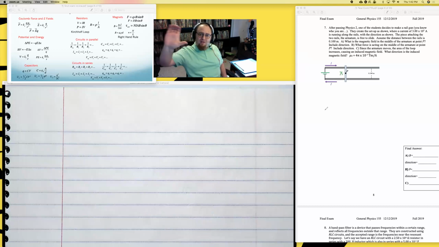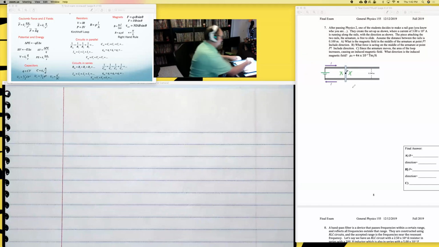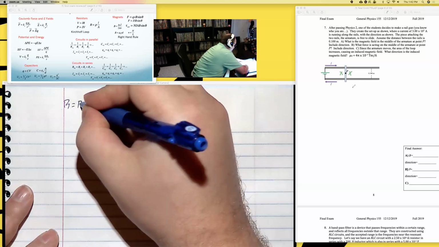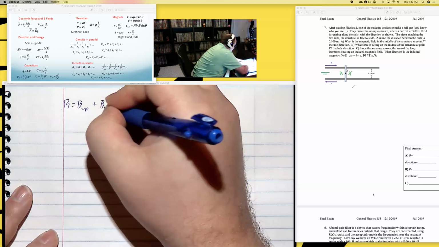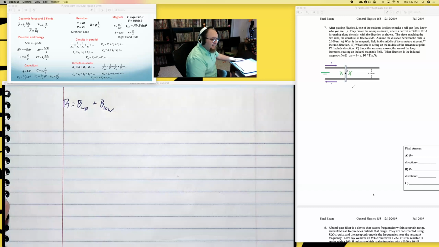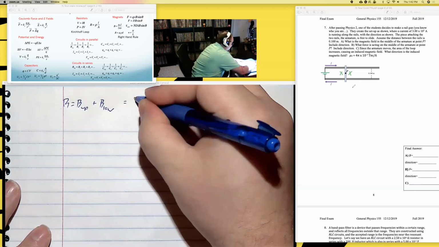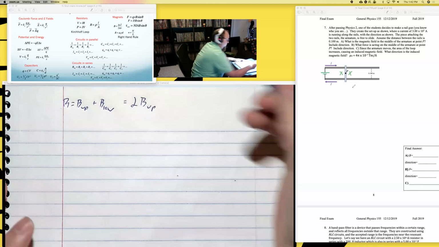When I go to the bottom and do the right-hand rule, my fingers curl, and I get the magnetic field should be down into the page. And so the magnetic field is just going to be the one from the upper piece plus the one from the lower piece. But really, they're both the same distance away, and they both have the same current. So it's just going to be twice the B of one of the two.